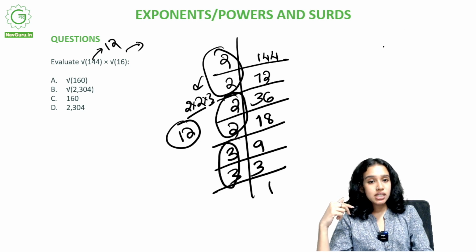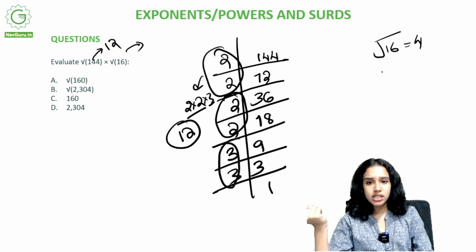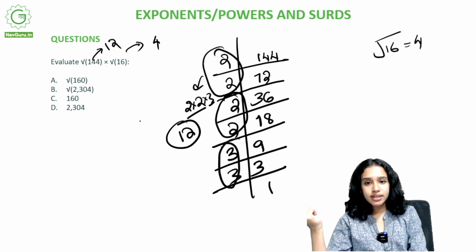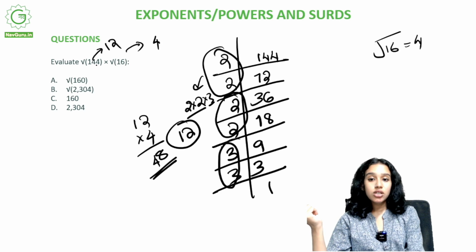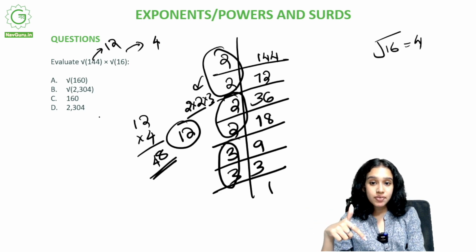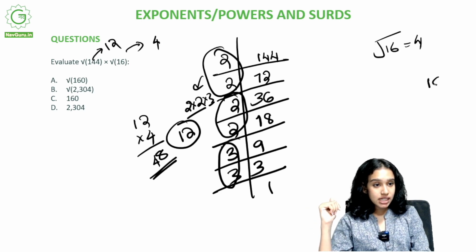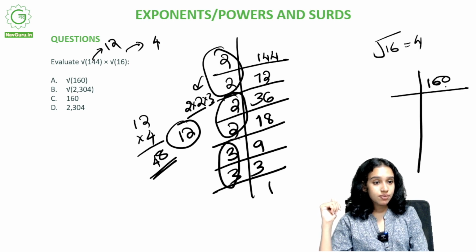And what is root of 16? We know it, it's 4. Root of 16 is 4 because 4 into 4 is 16. Now what is 12 into 4? 12 into 4, 4 2s are 8, 4 1s are 4. It's 48. So is there 48 in the answer? No, there is not. So let's see what is the root of 160.